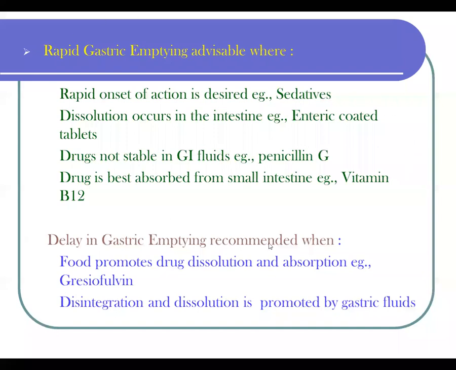So what can I say here is, when you want the gastric emptying to be rapid, justify the reason for the advantage of rapid gastric emptying. Why do you want rapid gastric emptying? Because I want the drug to exhibit rapid onset of action. I want the drug to undergo dissolution, which is better, which happens in the intestine. And I want the drug to be stable, or overcome the stability issues which are there in the stomach. So I want the drug to move quickly out of the stomach.